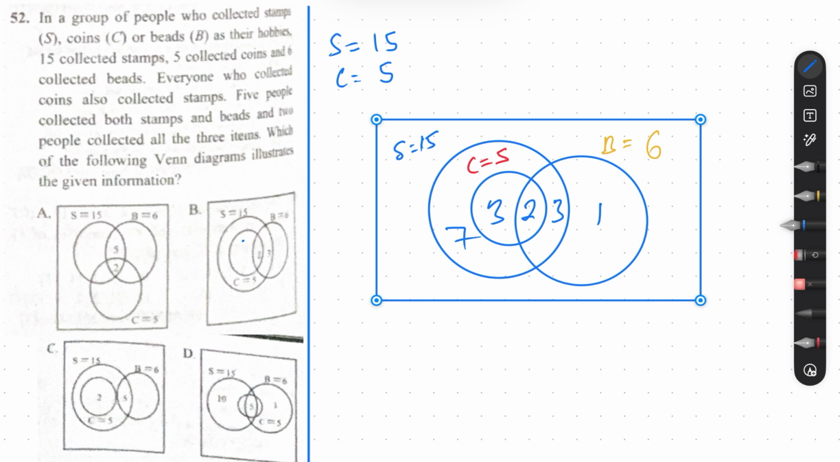So now let's look at the solutions and see which one matches. We see that the only one that matches right here is B, because there's an intersection between all 3, which is 2, and also there's an intersection between B and S, which adds up to 5. 2 plus 3 is 5, because we've been given that 5 people collected both stamps and beads. So that is our answer. Our answer is B.